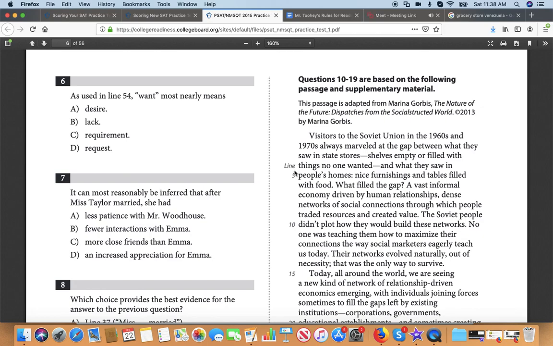Okay, so it's a vast, informal economy driven by human relationships. So they're getting all the nice stuff in the homes from other people, right? They're not buying the bread in the store necessarily. They might be getting it from the neighbor who bakes bread. Does that make sense? Yes.